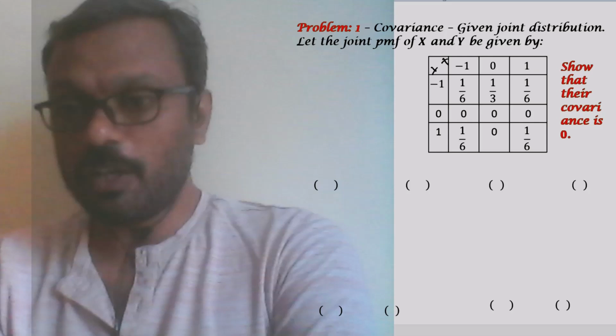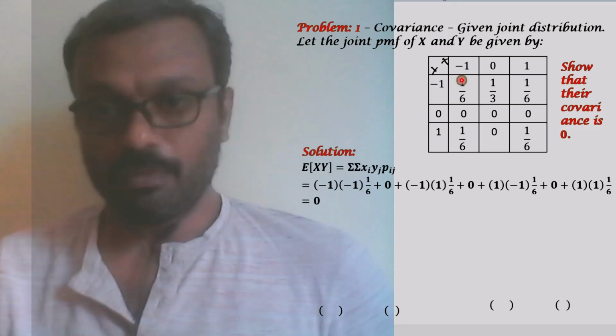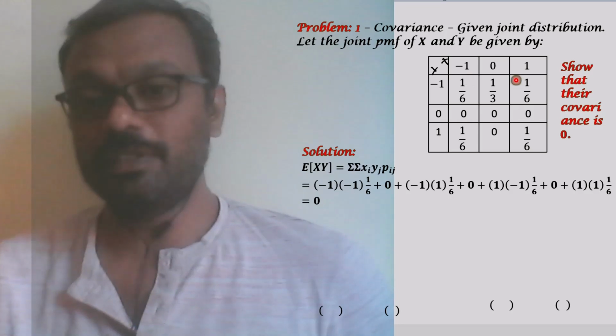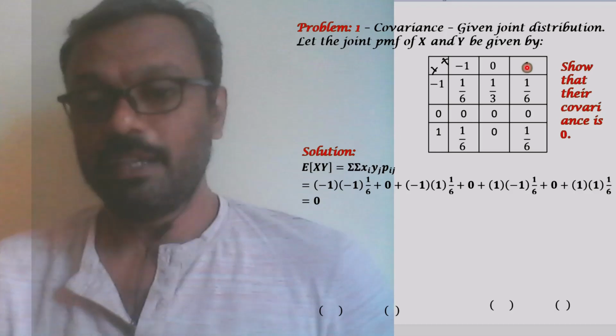Now we know E of xy is nothing but the sum of xi yj times the probability. So when x is minus 1, y is also minus 1, the probability that it takes x minus 1 and y minus 1 is 1 by 6. So minus 1 into 1 by 6, and now x into y, x is 0, so 0 into anything is 0. Now if x takes 1 and y takes minus 1, it is 1 into minus 1 into the probability with which it takes this value, which is 1 by 6.